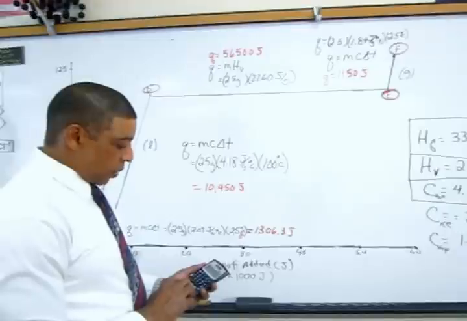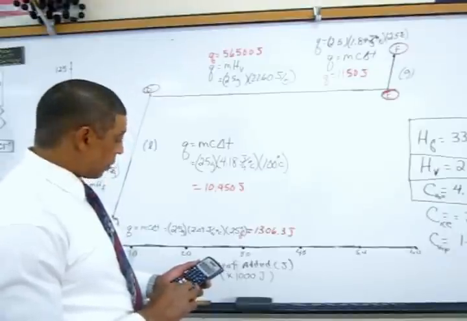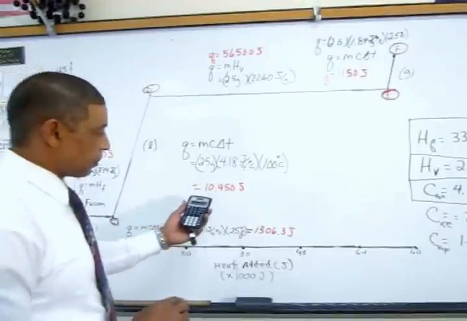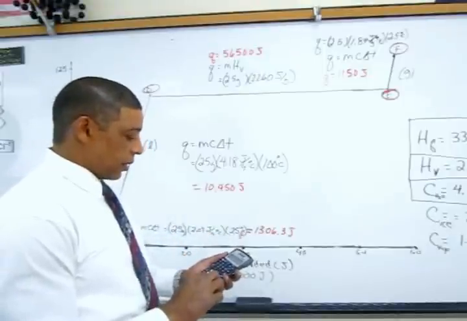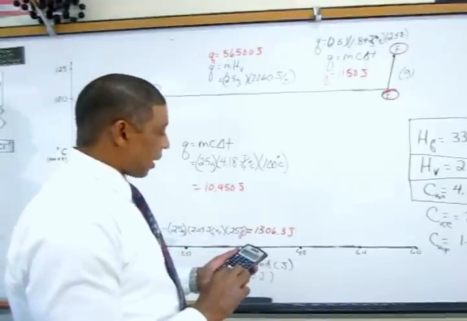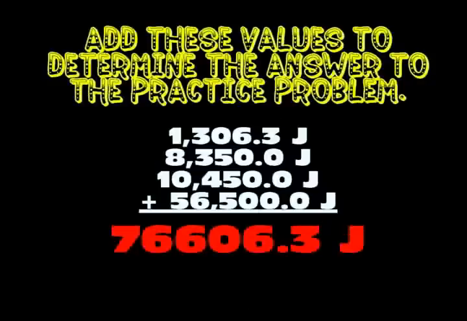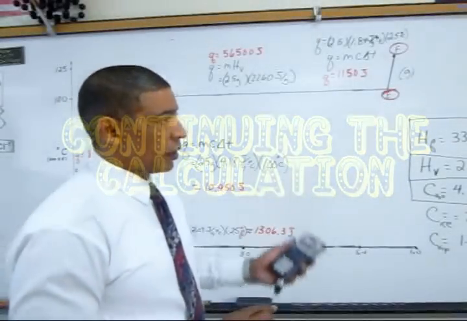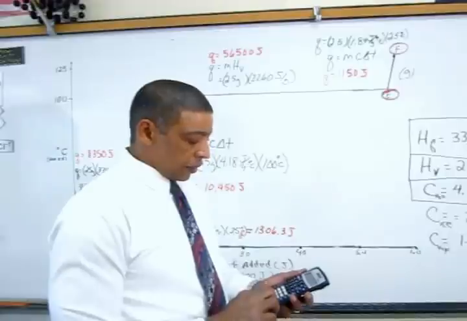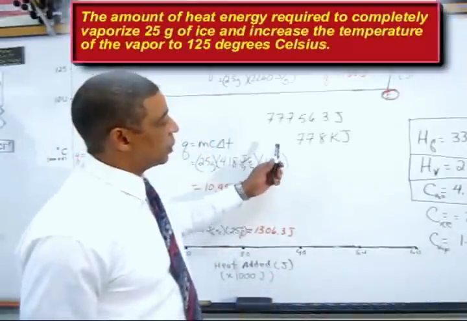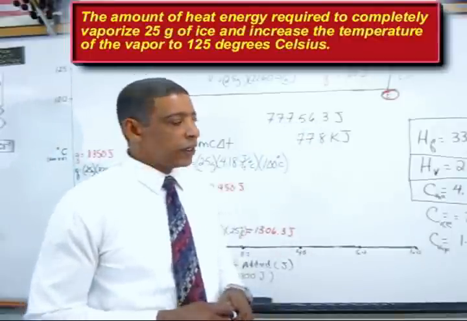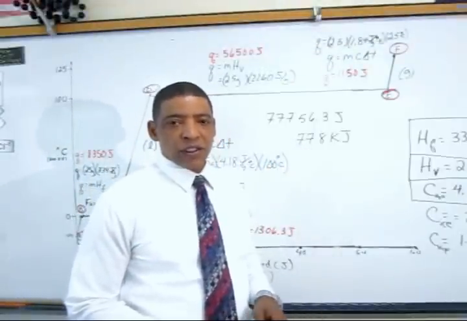To determine the total amount of heat energy required for the entire process, simply add the values of Q. 1,306.3 plus 8,350 plus 10,450 plus 56,500 plus 1,150. So the total amount of heat energy required for this process is equal to 77,756.3 joules, which may be also written as 77.8 kilojoules.